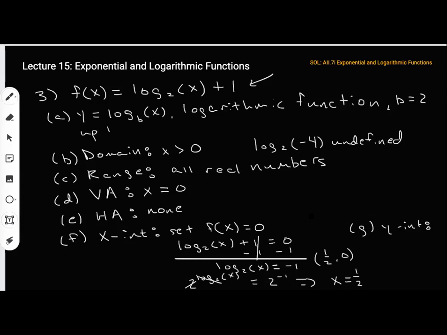Y-intercepts, where are the Y-intercepts? There are actually no Y-intercepts, so that's going to be none. Why is that? Because the y-axis is the vertical asymptote. So let's graph it and take a look at it. And we can confirm all this stuff by using the graph.